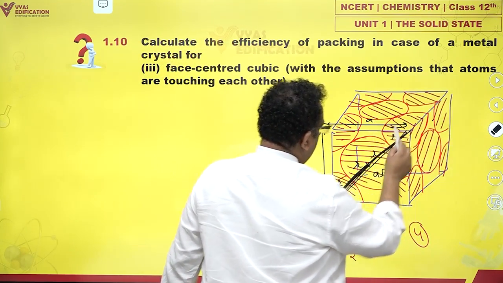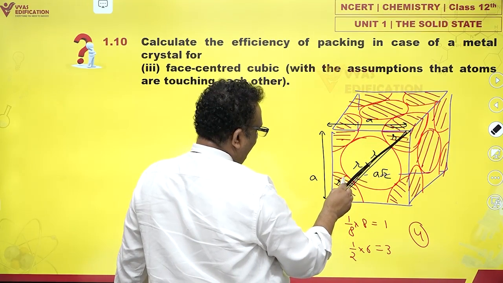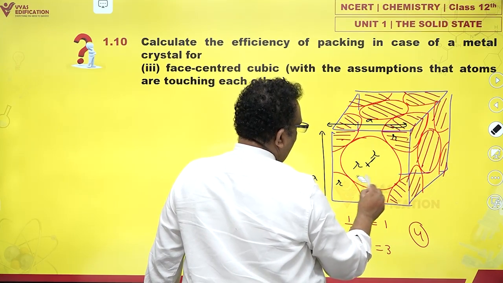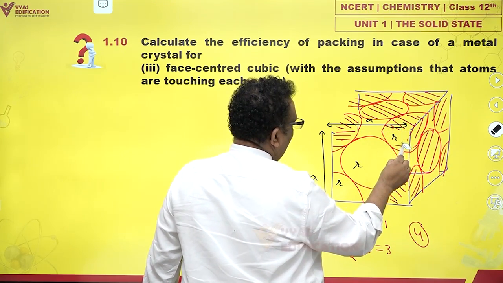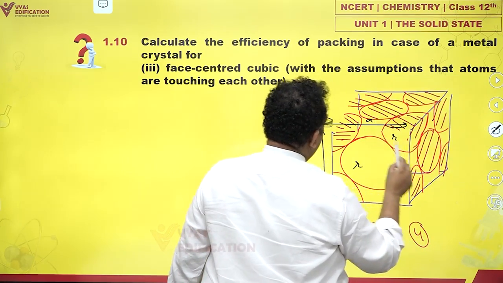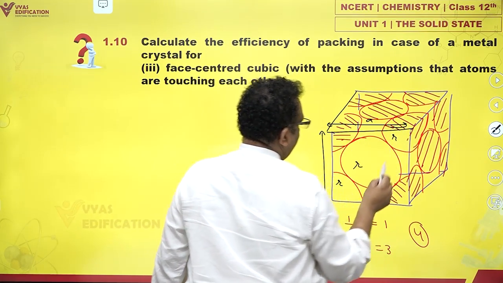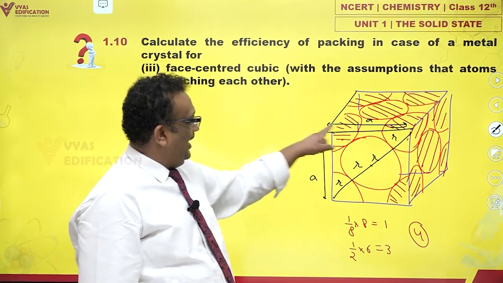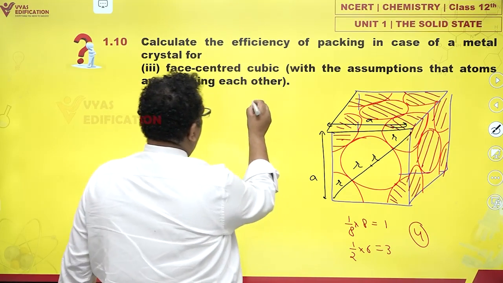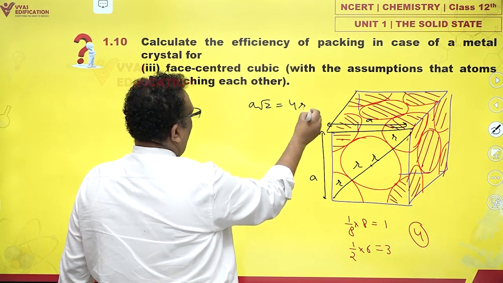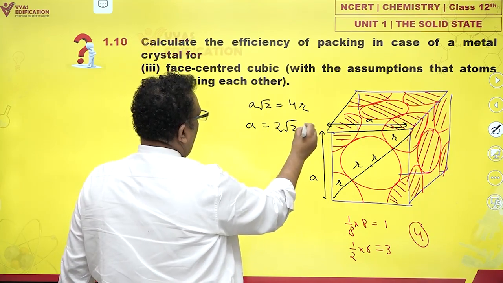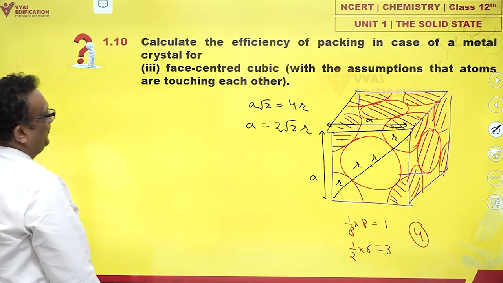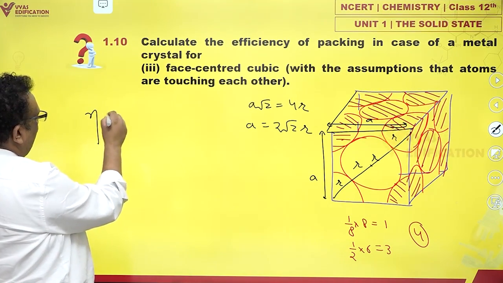If it is vague to you, I'll just make this cleaner for you. I'm just removing the dirt so that your life becomes easier. Now can you see this? This is A, this is A root 2. So A root 2 is 4R, or A is 2 root 2R. Such a beauty.